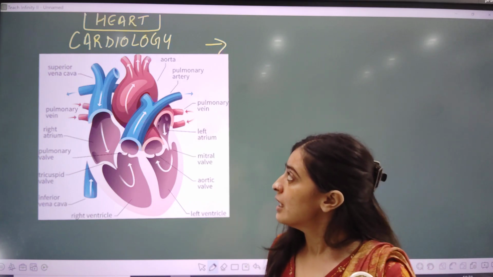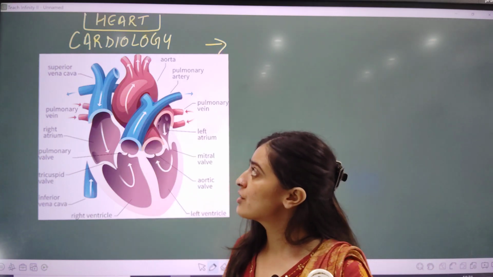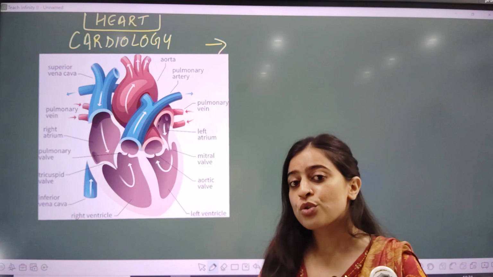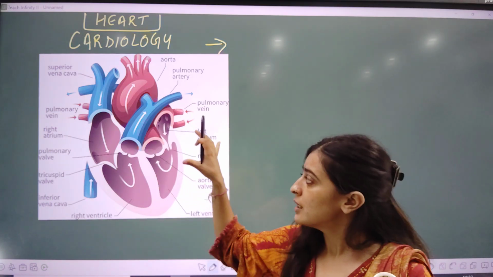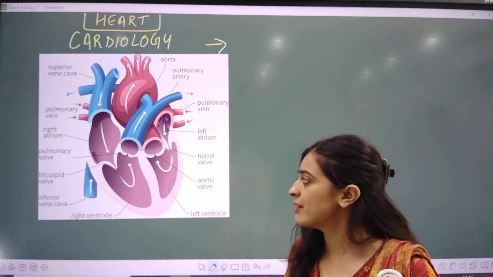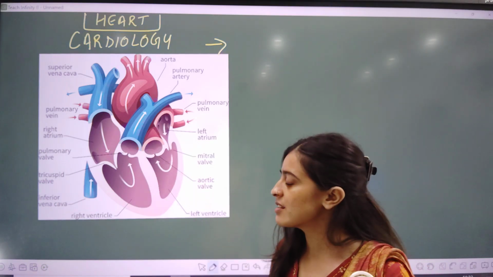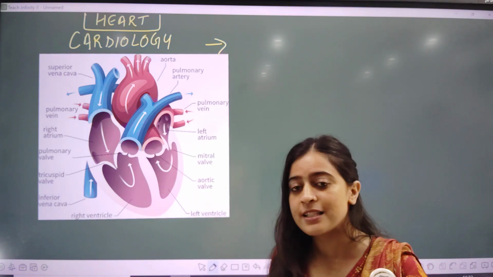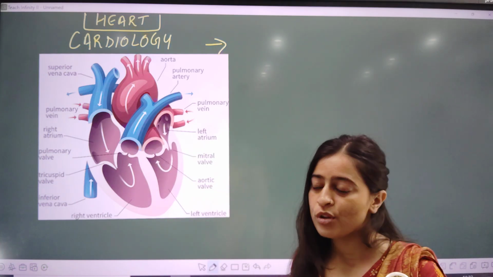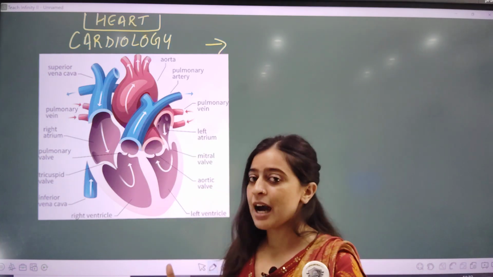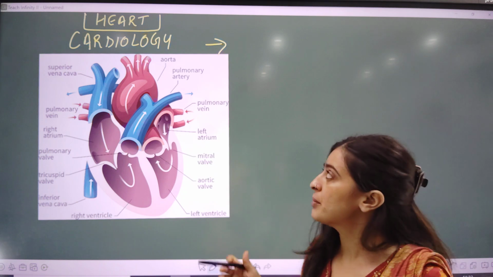So let's discuss. The study of the heart is called cardiology. The heart's muscle itself is made up of a special kind of muscle known as cardiac muscle, and that's why the study of the heart is called cardiology. Let's start from the outer covering of the heart.